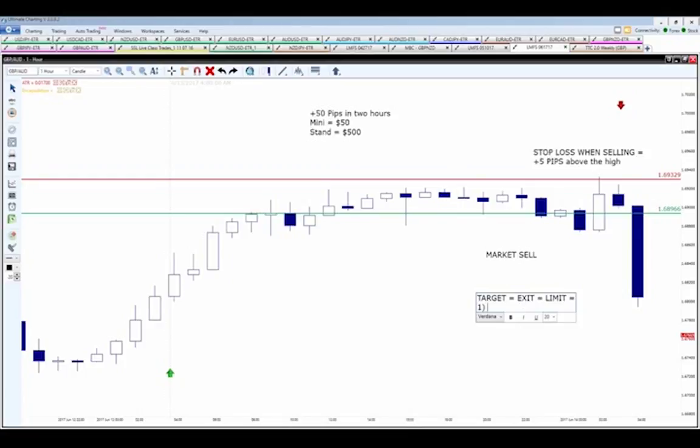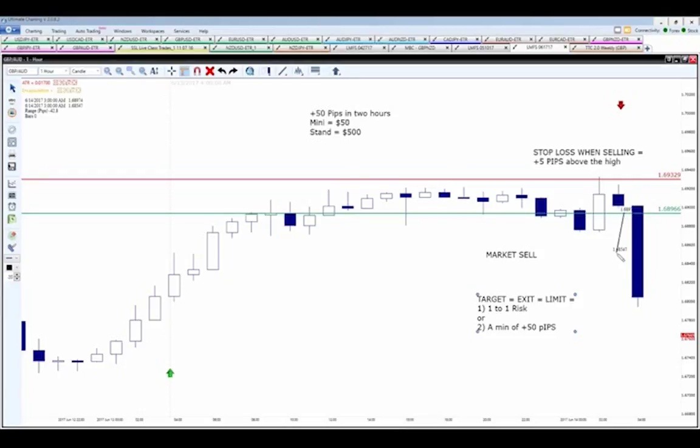is going to be either one of two things. It's either going to be a 1-to-1 risk ratio, or number 2, a minimum of 50 pips. So in this case here, we'd be risking about 36. So that means our target is going to be the minimum of 50 pips.